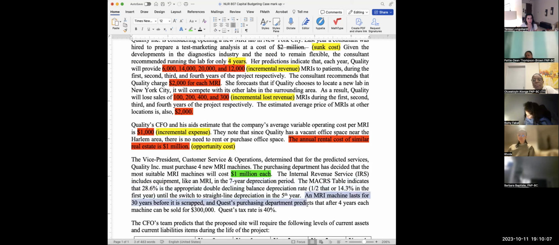An MRI lasts for 30, and I'm going to talk about all this in a moment. Let me show you the MACRS table. I also have to post that. Let me put it up for you. Actually, I'll put the numbers in this sheet too.